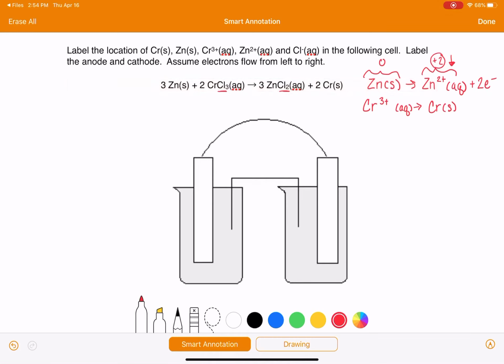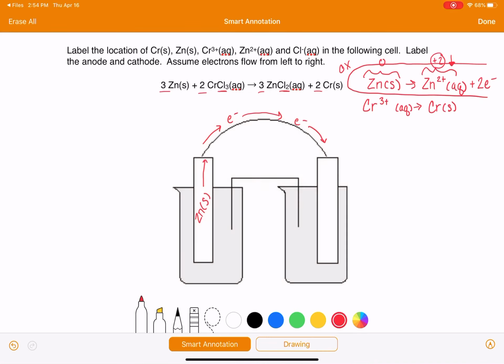Notice I'm not paying any attention to the stoichiometric coefficients at all because I don't need to. I just need to figure out who's being oxidized and who's being reduced and what's happening where. So the electrons, it says, are flowing again from left to right, which is convention when we draw this. The oxidation is the loss of electrons. So this is our oxidation reaction. And that means that this electrode is the zinc solid because it's losing its electrons.